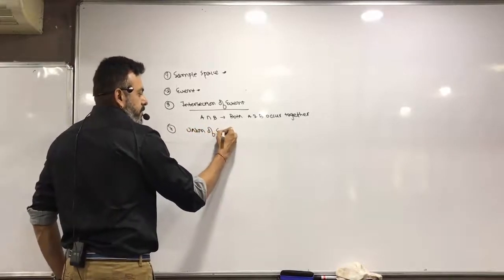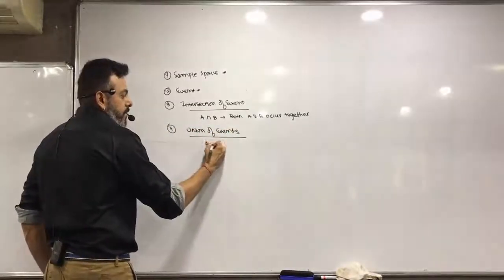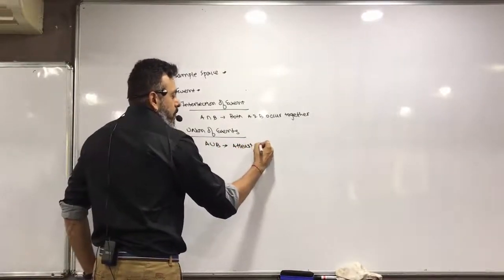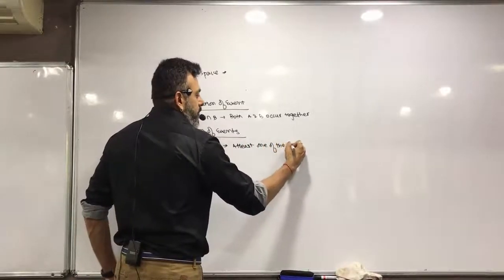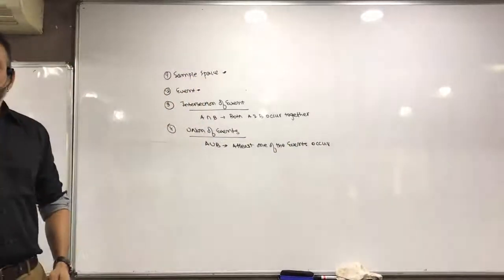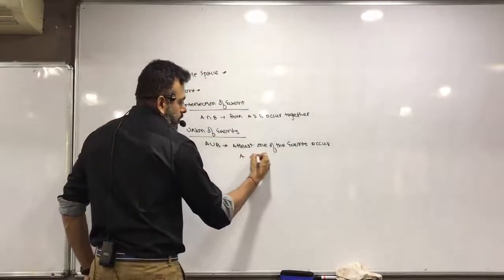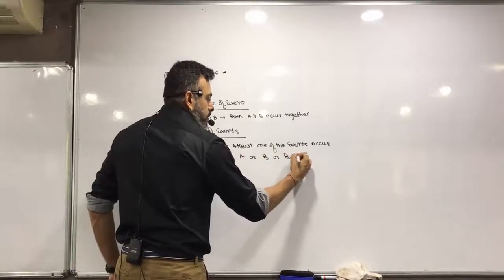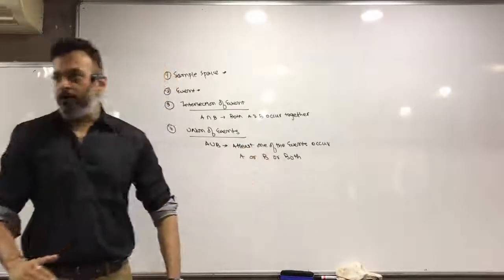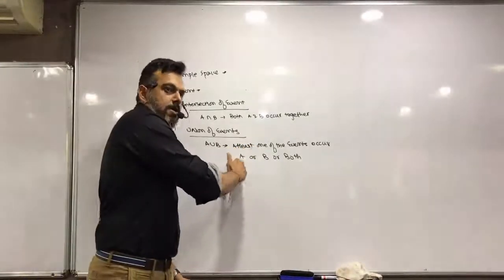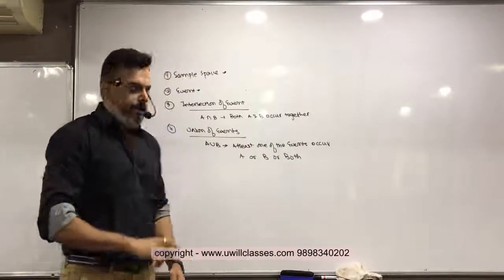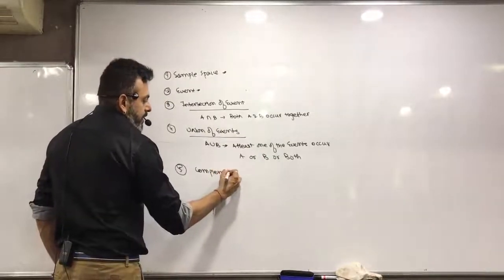Union of events. What is union of events? A union B is at least one of the events occur. It means what? At least one, meaning what? Either A or B or both. Say for example, I read at least one of the newspapers coming to my house. So either English or Gujarati or both. At least means minimum one. Got it?